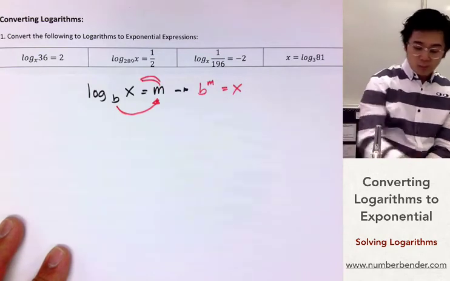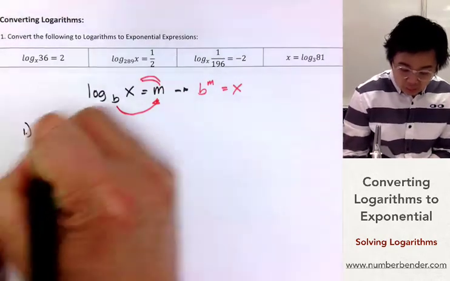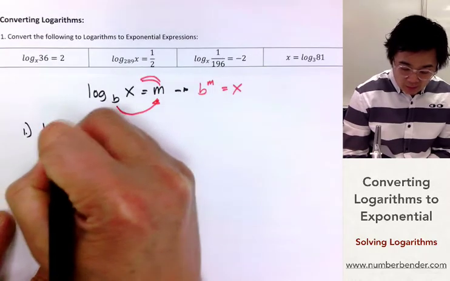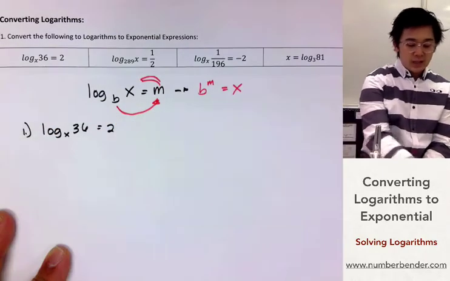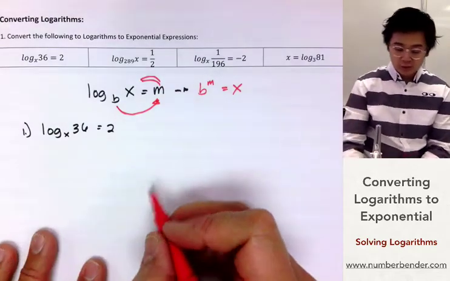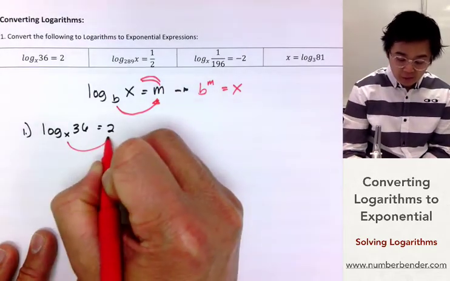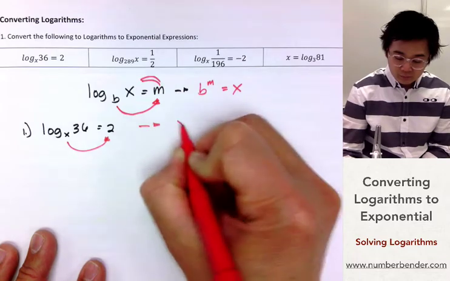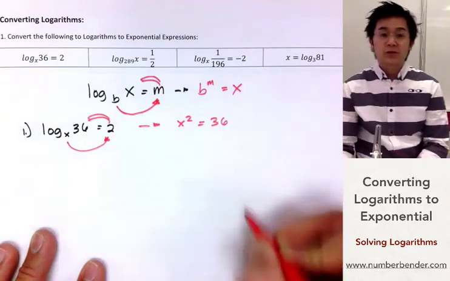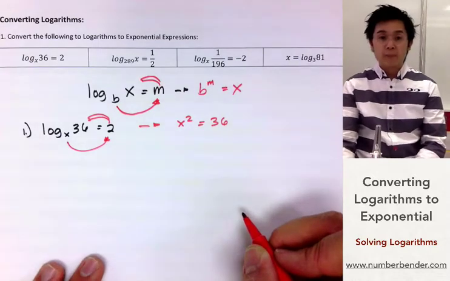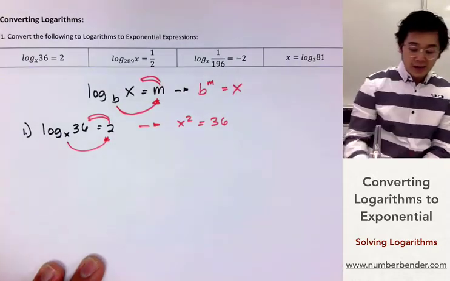So let's start with problem number 1. I have logarithm of 36 base x equal to 2. If I'm converting this to exponential, I'll follow the pattern. So x raised to 2 is equal to 36. This is how I will convert my logarithmic to exponential.